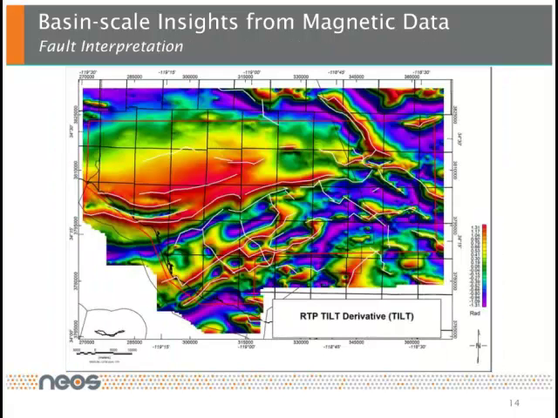This particular slide is the tilt derivative of the reduced-to-pole data with the interpretation of major faulting, as interpreted from a number of magnetic derivative types, being shown as the white lines. In this basin, most of the significant faults can be identified using the magnetic data set. Note that the San Gabriel fault in the northeast section of this slide is again the distinct northwest to southeast linear trend.